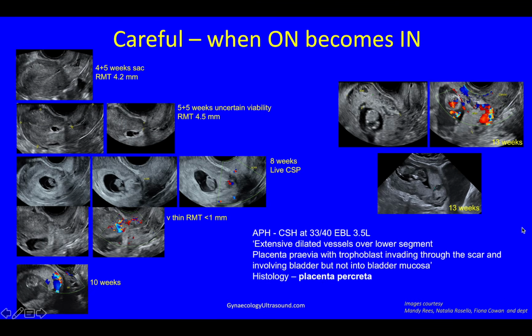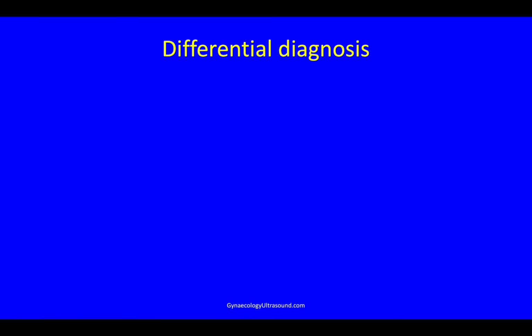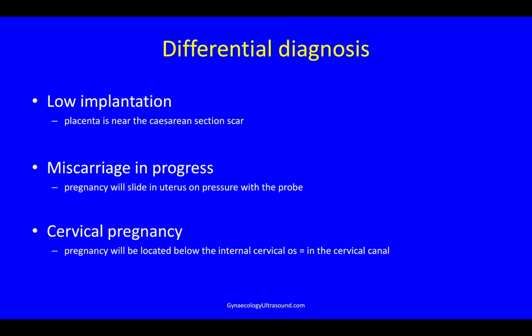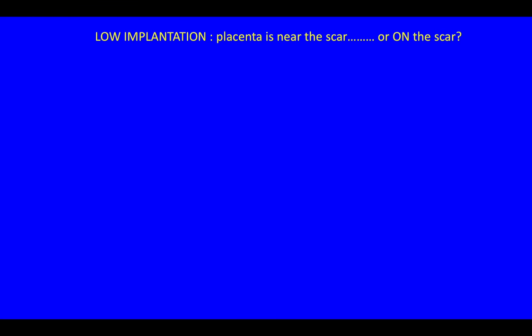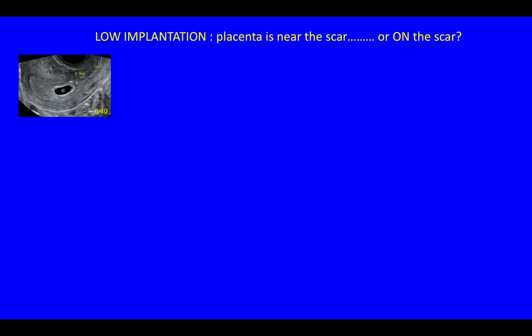And this patient ended up with a caesarean hysterectomy and a placenta percreta. So even though in the very early days it looked like it was going to be an on-scar pregnancy, by 8 weeks it was an in-niche scar pregnancy. So the differentials are low implantation, where the placenta is just near the scar, a miscarriage, or a cervical pregnancy. So near the scar or on the scar, really difficult.